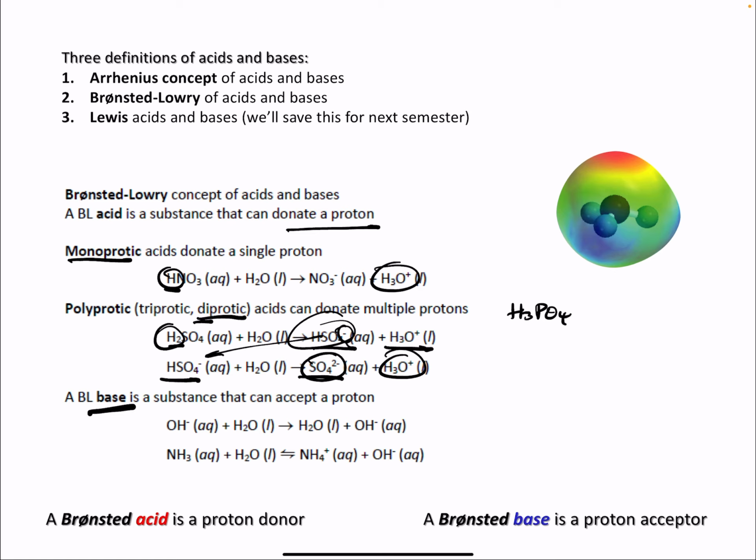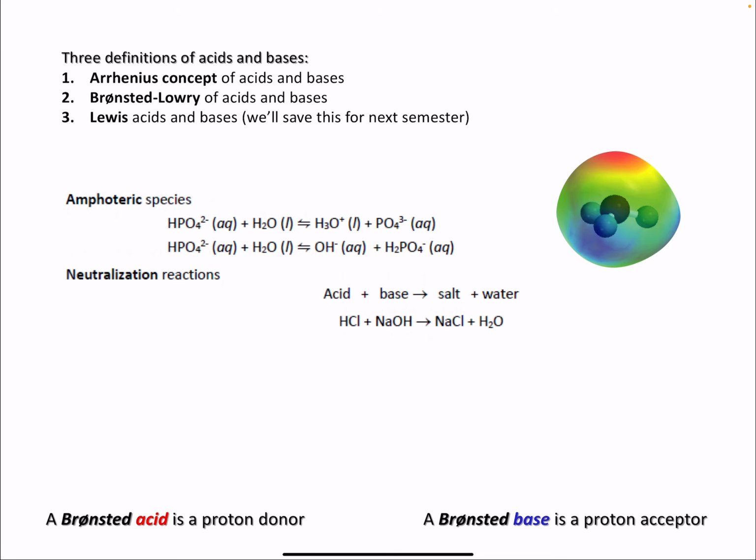Bronsted-Lowry bases accept protons. So the Bronsted-Lowry concept is that protons are either donated by acids or accepted by bases. Here we have hydroxide. If it accepts a proton from water, it becomes water, so it's acting as a base. Here we see ammonia accepting a proton from water, becoming ammonium. If water, H2O, loses an H+, it becomes OH minus. So Bronsted acids are proton donors and Bronsted bases are proton acceptors. Just need to be able to recognize these and recognize what monoprotic, polyprotic, diprotic, and triprotic mean.